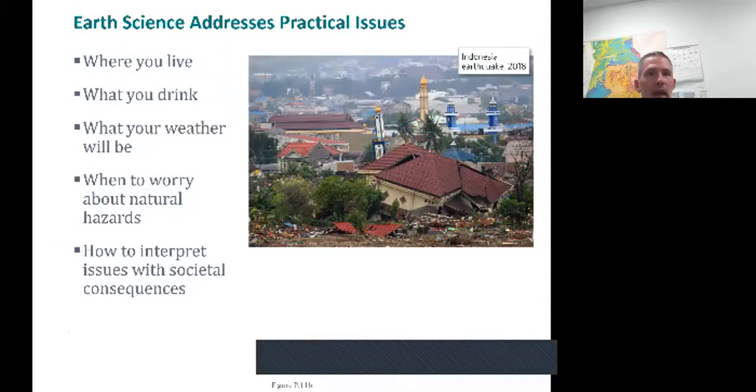So when we start looking at why does this matter to me, why do I even care about this class other than that I need to get a college credit? College credit's great, but earth science addresses a lot of other practical issues, one of which is that it can have an effect on your risk factor.